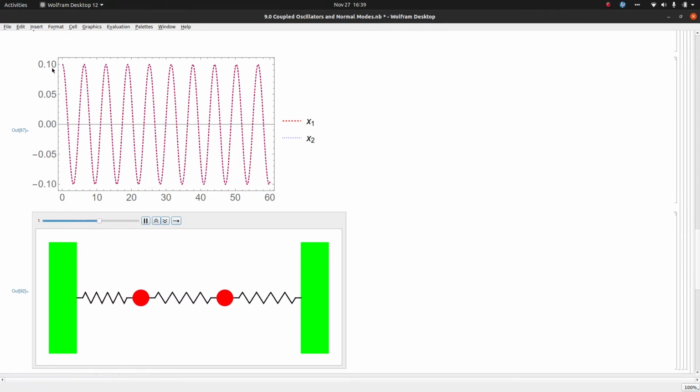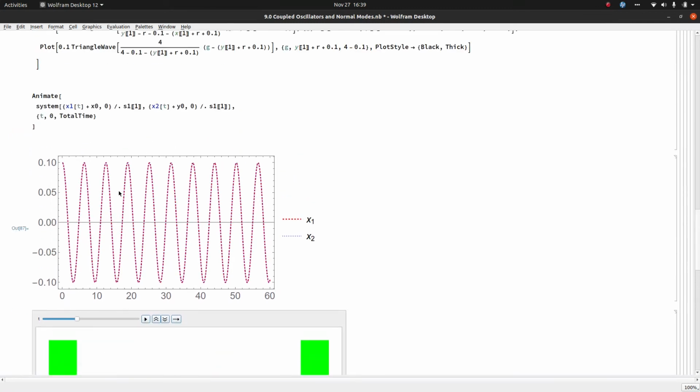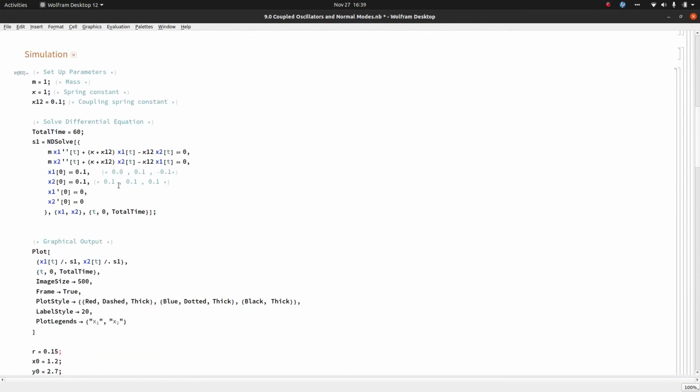The systems start in phase with a displacement of 0.1, and then they stay in phase for the whole lifetime. What happens if I put them 180 degrees out of phase? So let's say I still displace the second mass by 0.1, but this time I displace mass number 1 in the opposite direction, so that it is moving in the negative direction, so that the spring in the middle this time is being stretched.